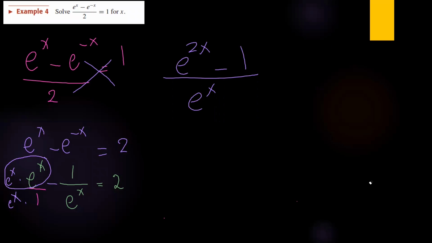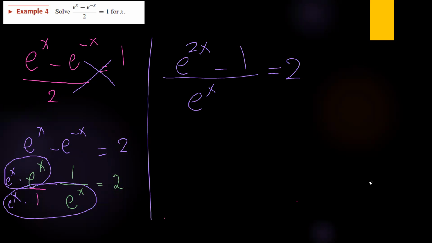Because all of us know that when you want to add two fractions that have different denominators, you have to make them have the same denominator. So since I multiply up and down by the same denominator, we have e to the power 2x minus 1 over here, but here you have to take one of them, which is e to the power x. So e to the power 2x minus 1 over e to the power x equals 2.